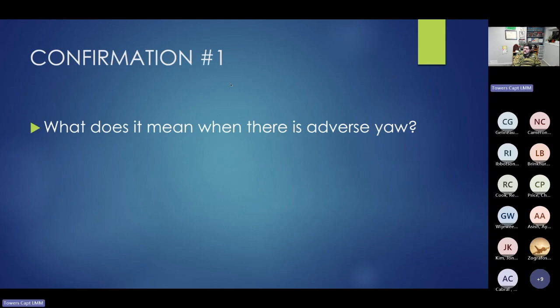Zographos, it's not necessarily that adverse yaw is undesired yaw effects. It's just not necessarily intuitive yaw effects. It's just describing what happens, not necessarily that it's undesired or not. Sometimes it could be desired, sometimes it could not be.